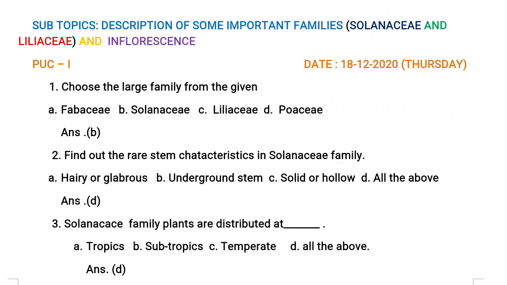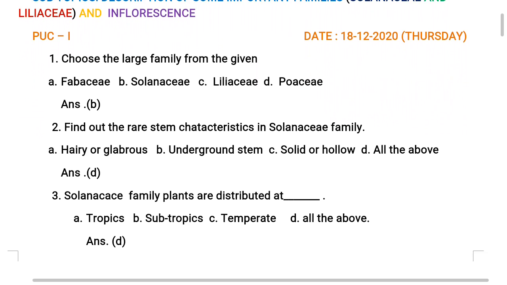Next, underground stem like potato. Solid stems also can be seen, and even hollow stems. It means inside there is some free space that can be noticed, like in tomato plants. Solid stems can be seen even in some plants like brinjal, etc. So all these are different kinds of rare characteristics of stem in Solanaceae family. Have you understood? Good.